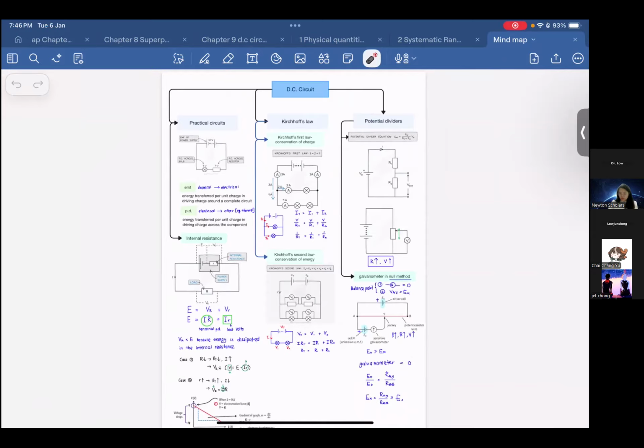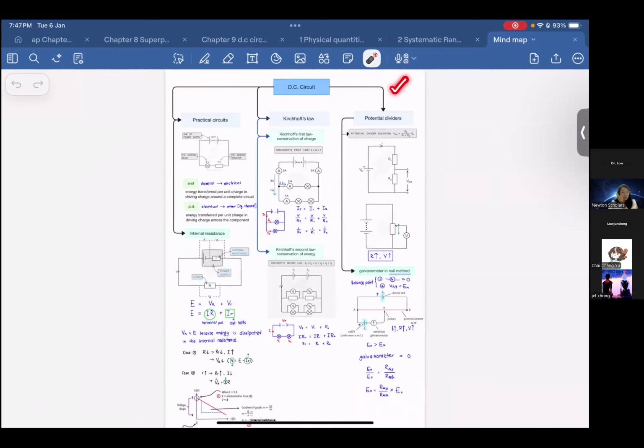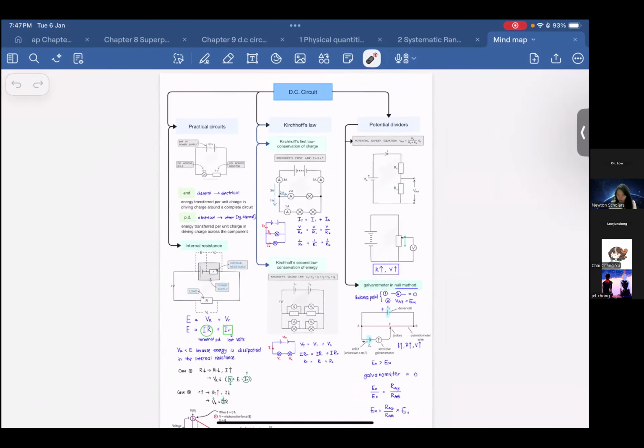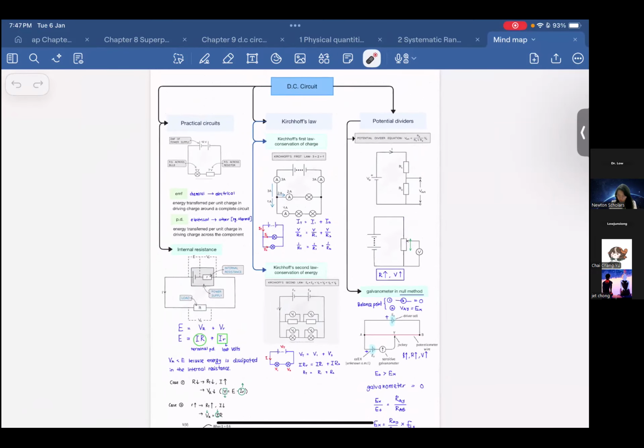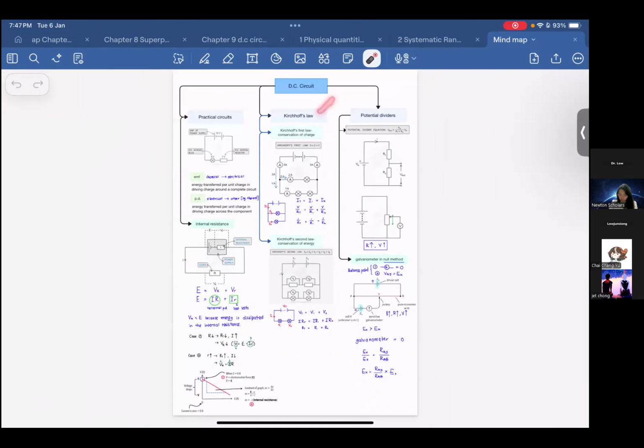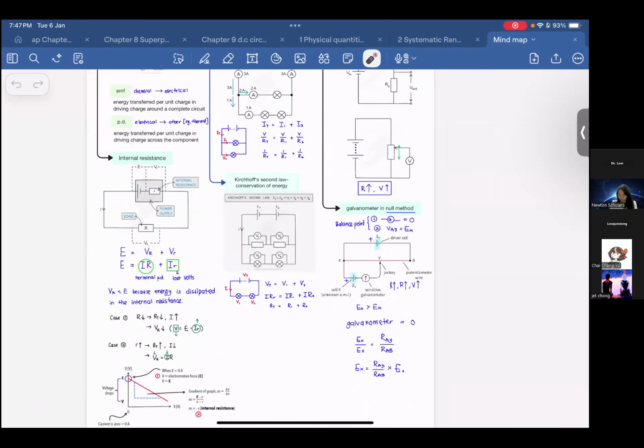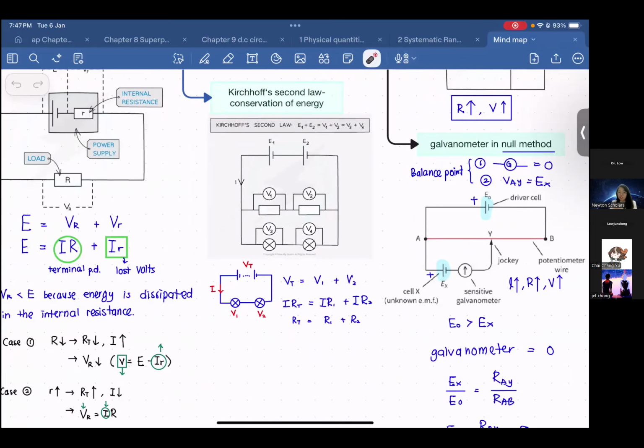Chapter 10 is called DC circuit. This chapter, for me, I observe my students, this is the challenging chapter for them. So this chapter is quite difficult. The questions are challenging. We will learn about Kirchhoff's first law, second law, potential divider, and how you find the unknown battery. I want to know the battery, how many volts. So we can use this circuit, and see how we adjust. At the end, we get the value of this unknown EMF.